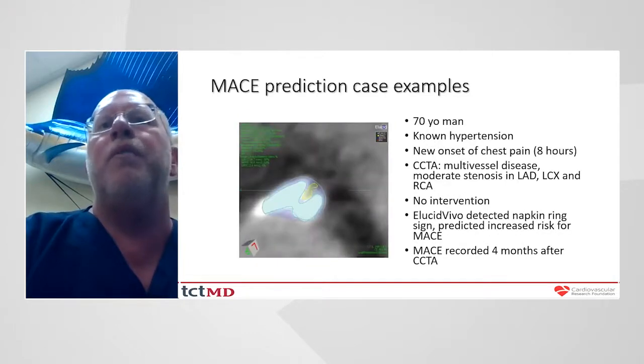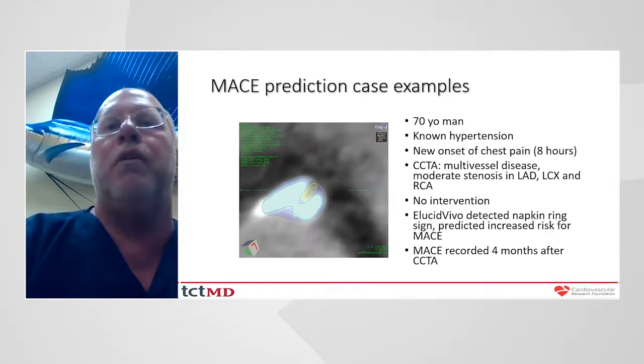Another example, 70-year-old man, known hypertension. He has a new onset of chest pain for 8 hours. On his coronary CT angiogram, he has multi-vessel disease with moderate stenosis in the LAD, circumflex and right coronary artery. No intervention was performed. However, the napkin ring sign was detected by the software, which predicted an increased risk for MACE. Indeed, unfortunately, again, 4 months later, the patient had a major adverse cardiac outcome.